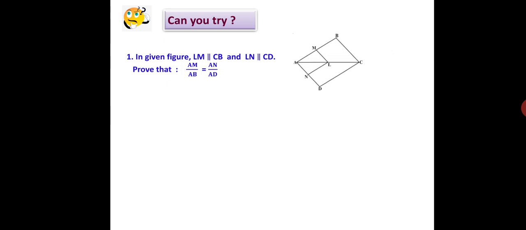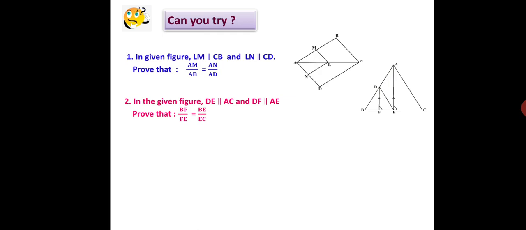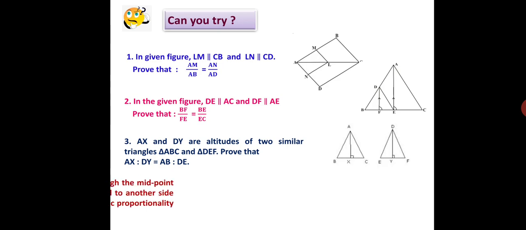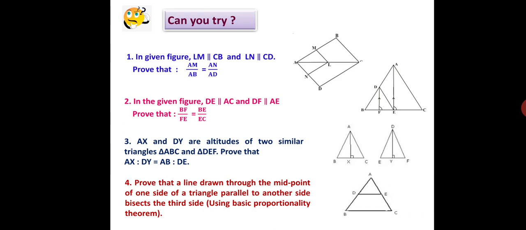In the given figure, LM is parallel to CB and LN is parallel to CD. You have to prove that AM upon AB is equal to AN upon AD. In the given figure, DE is parallel to AC, and DF is parallel to AE. Then you have to prove that BF upon FE is equal to BE upon EC. And the third one, AX and DY are altitudes of two similar triangles, triangle ABC and triangle DEF. Then you have to prove that AX is to DY is equal to AB is to DE. And the last one, you have to prove that a line drawn through the midpoint of one side of a triangle parallel to the other side bisects the third side using basic proportionality theorem.